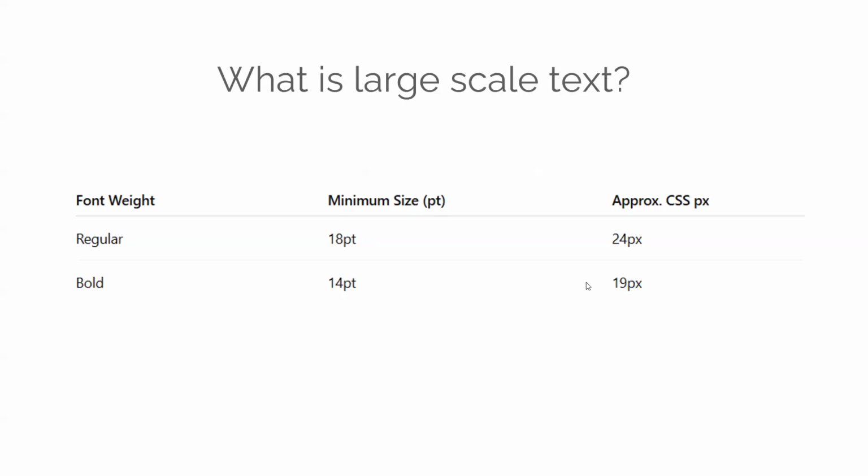So the bigger it is, the more leniency that you're going to have because you get that 3 to 1 ratio. Regular body text, which is usually, hopefully, at least 16 points if you're using points, is going to be that 4.5 to 1.